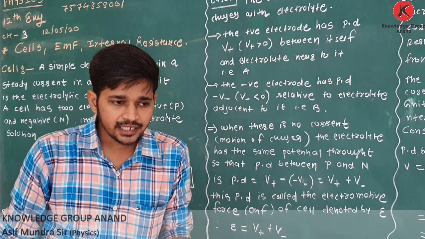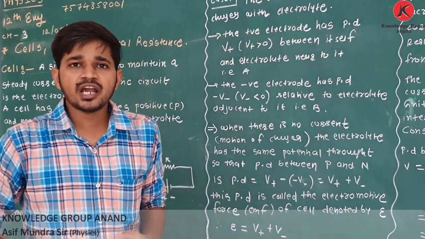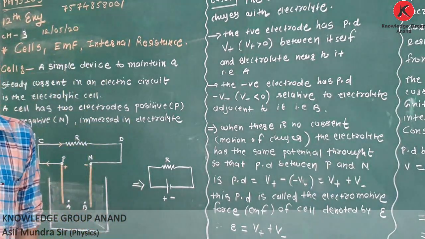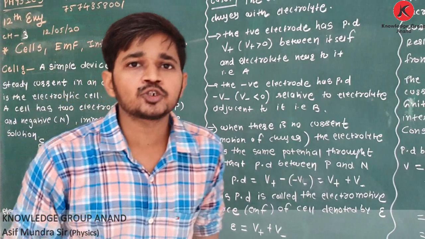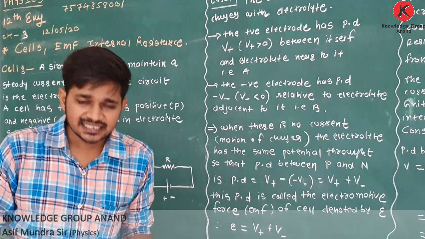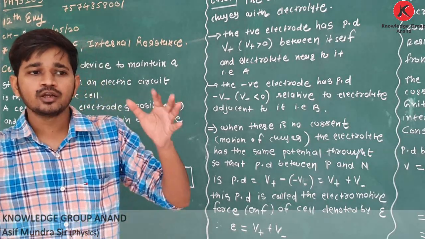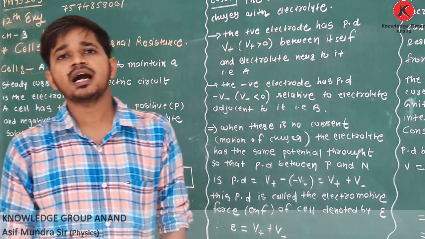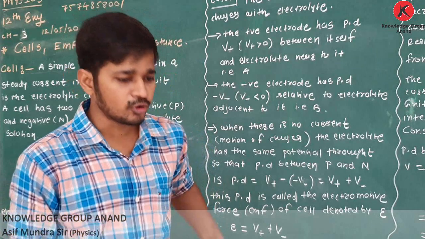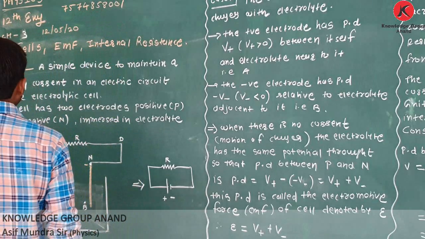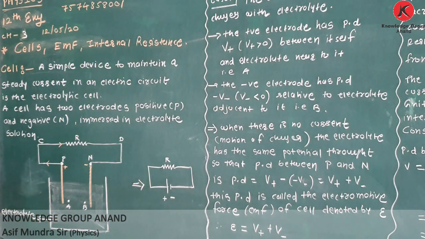To bring charges in motion, we have to supply some energy. That is electromotive force. Electromotive force is the agency which supplies energy to the flow of charge. It is denoted in short by EMF. Now, what is EMF? What is internal resistance? About the cell, that we will discuss in this chapter.